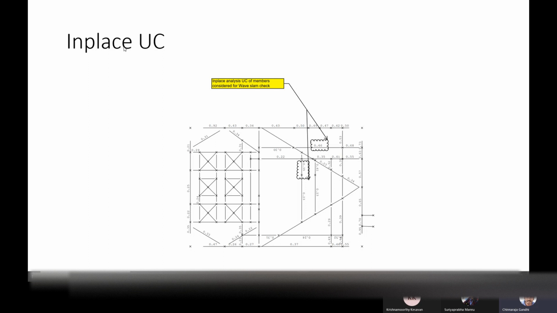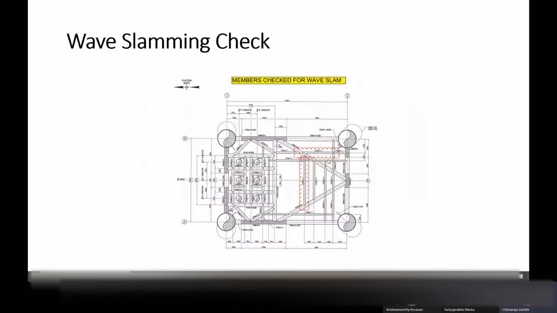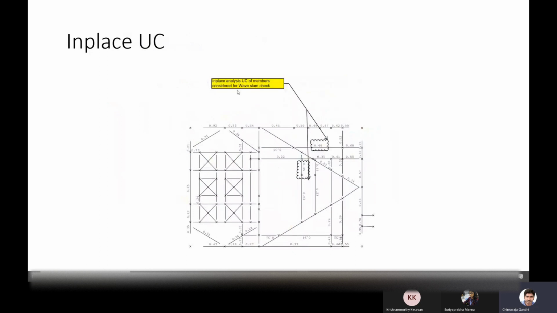After that, this is the in-place UC you see. If you see here, this is the framing, the same, the in-place UC. Here I told that if it is 0.99, then we have to check this 0.37. Anyway, the wave slam will not contribute another 70, 73 percentage of stress. Hardly it will be some 10 percentage, maximum 15 percentage only that it will contribute.